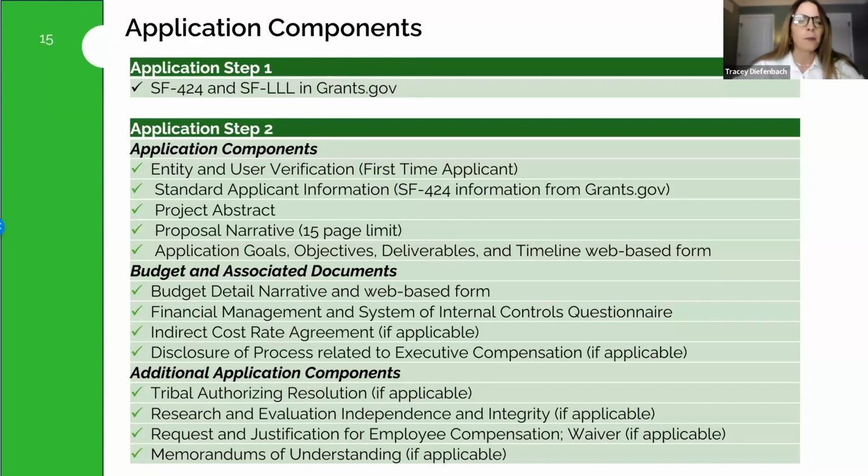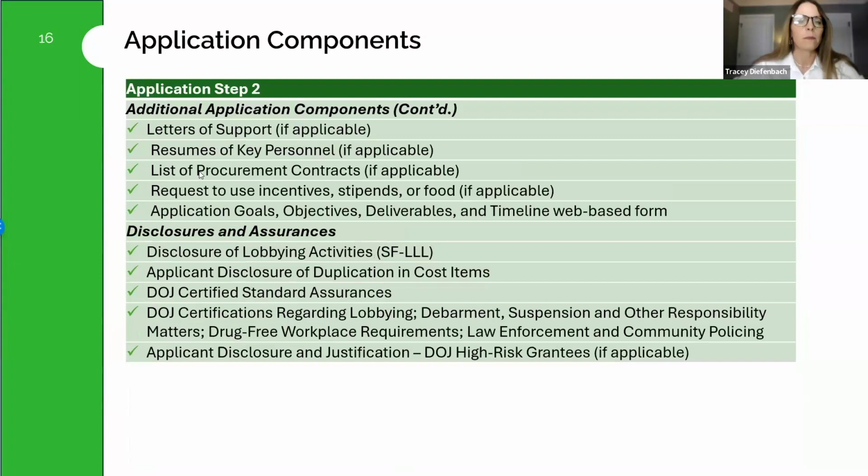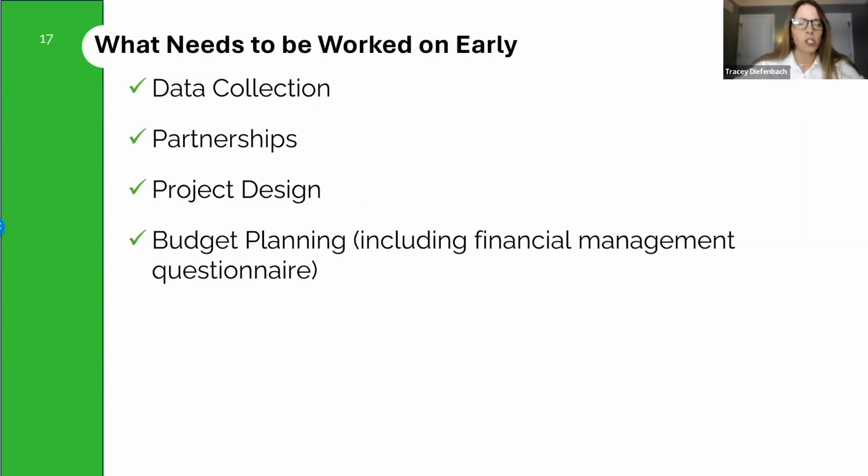Now let's take a look at the application components for the BJA STOP proposal. On this slide and the next one, you'll see a list of each of the components. Again, here I show you the two-step submission process, and you can see step 2 of the process is the bulk of the application. The next slide shows the remaining additional application components and the disclosures and assurances. There are a lot of components, as you can see, to the BJA STOP application.